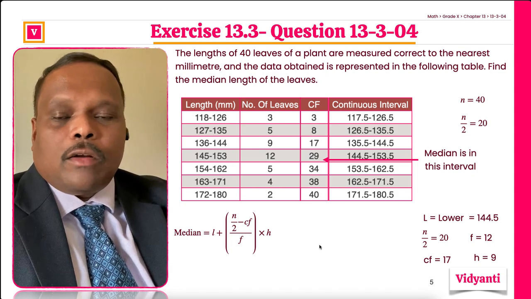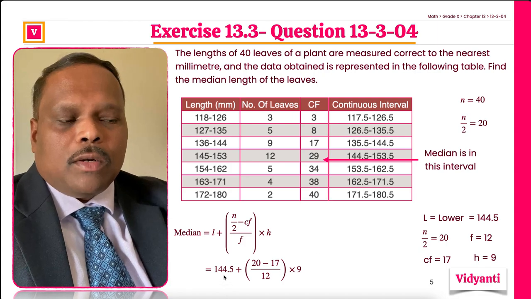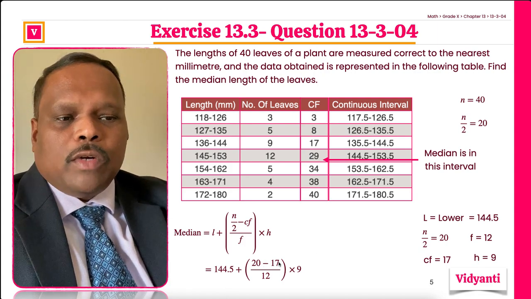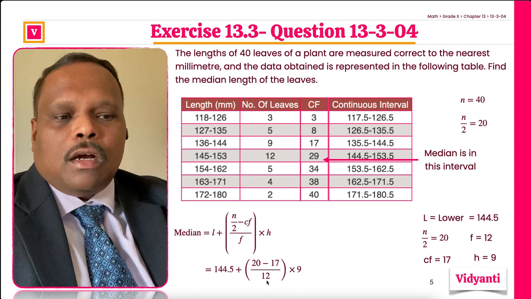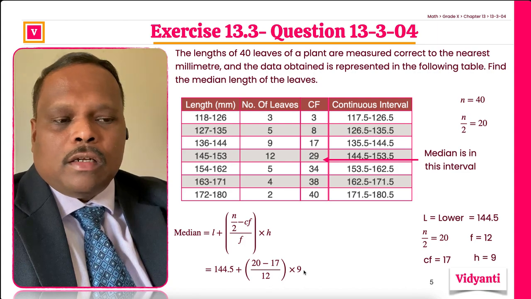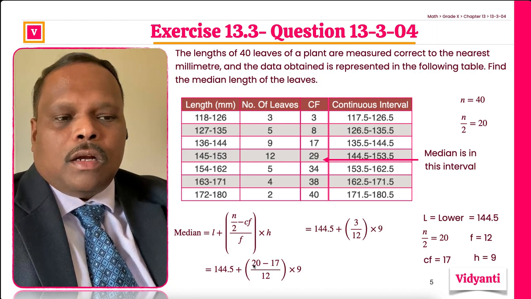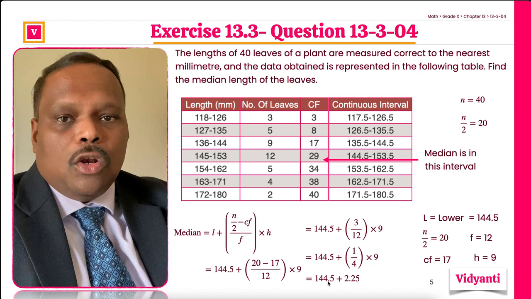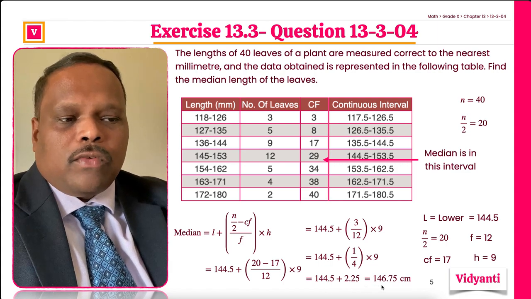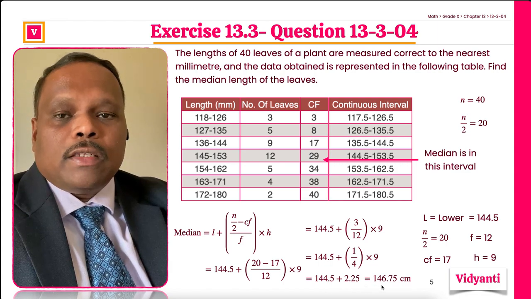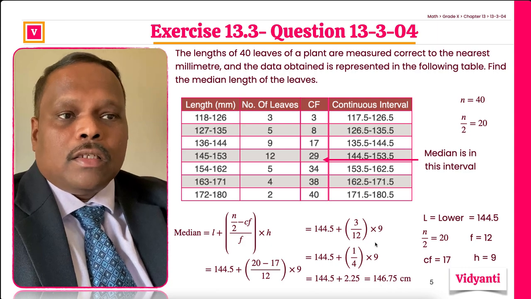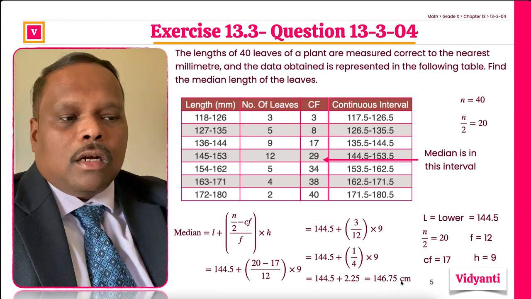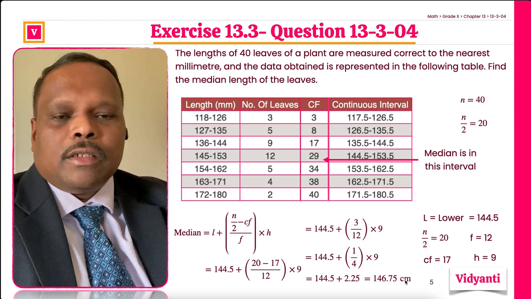Now, it's just a matter of substitution. L will be substituted as 144.5, n by 2 is 20, CF is 17, frequency is 12, times 9. This is 3 divided by 12, which will become 1/4. 1/4 of 9 is 2.25. That will be added to the lower limit of the class interval. And your final answer will come out to be 146.75. Since this is the length in millimeters, actually this should be millimeters. That's a mistake. So that would be your median value.